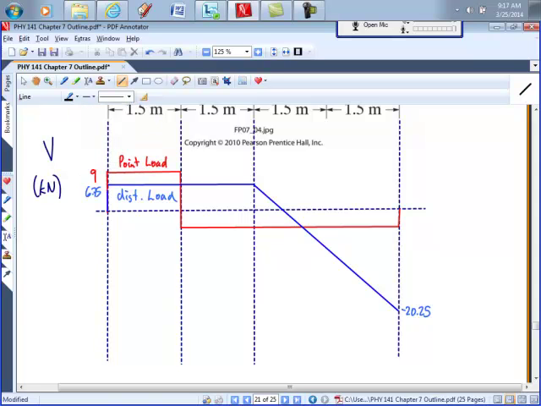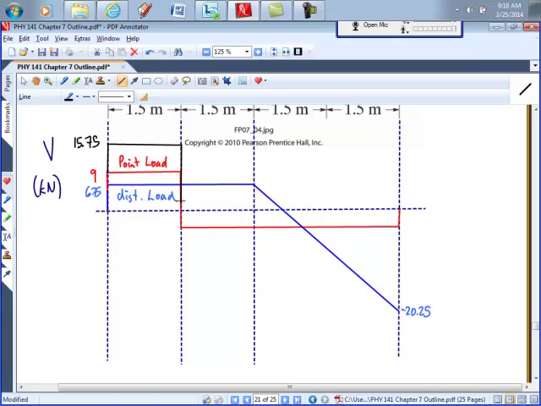So that means we're going to start here at 15.75, and go straight across. What's going to happen at that point? It's going to drop by 12. So this is 15.75. If we drop by 12, that's to 3.75.